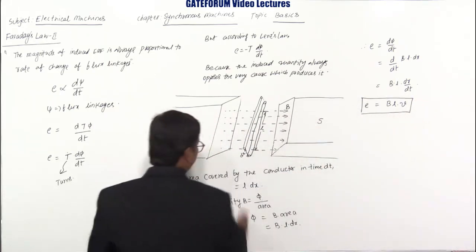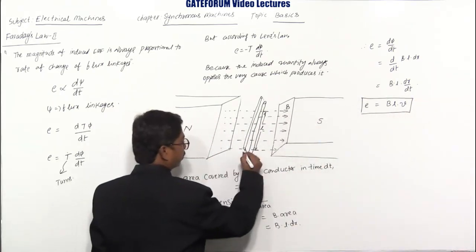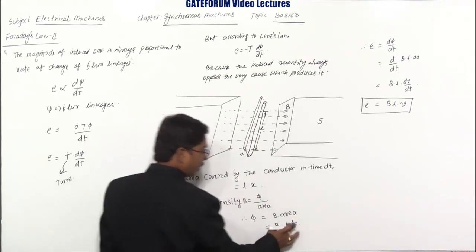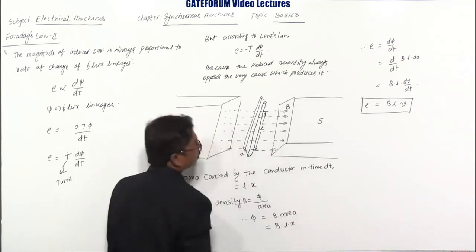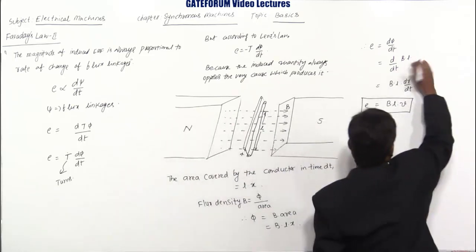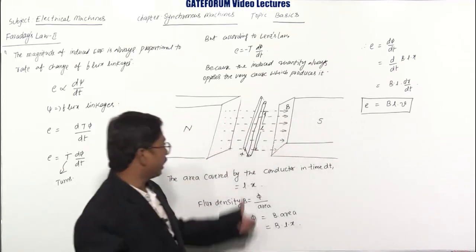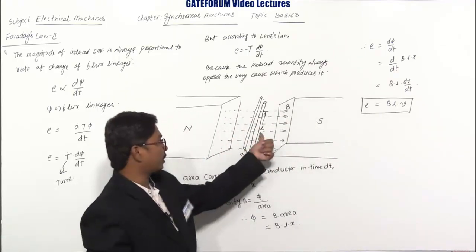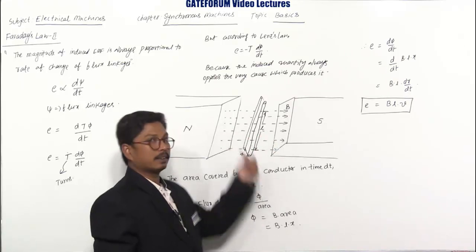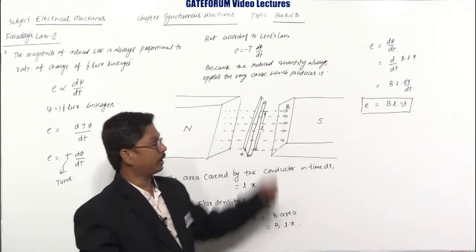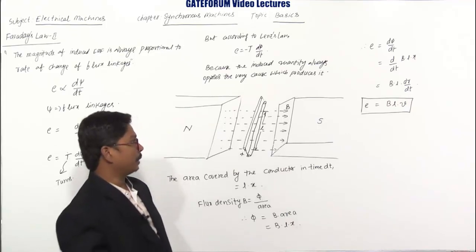If you are having any confusion here, take it as the distance moved by the conductor is x, so that the area will be L into x, so it will be BL into x, therefore BL into dx by dt. The quantity which is varying is x, as B is constant flux density and L is constant length, so E is equivalent to B into L into dx by dt, that is E is equivalent to B into L into V.